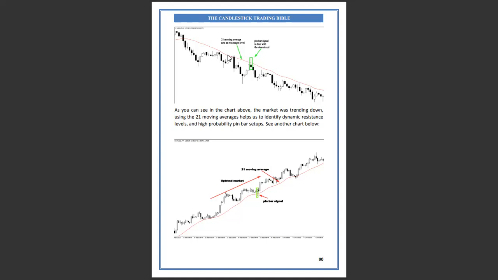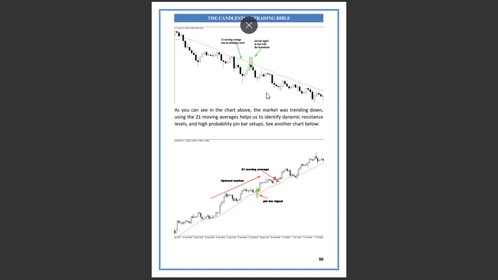So, in trading, let's just continue. I'll talk about this at the end of this chapter. So the 21 moving average acts as a resistance level, right? And a pin bar signals in line with the downtrend. So say resistance is when price is under a line and support is when price is above the line. Simple thing to just know.